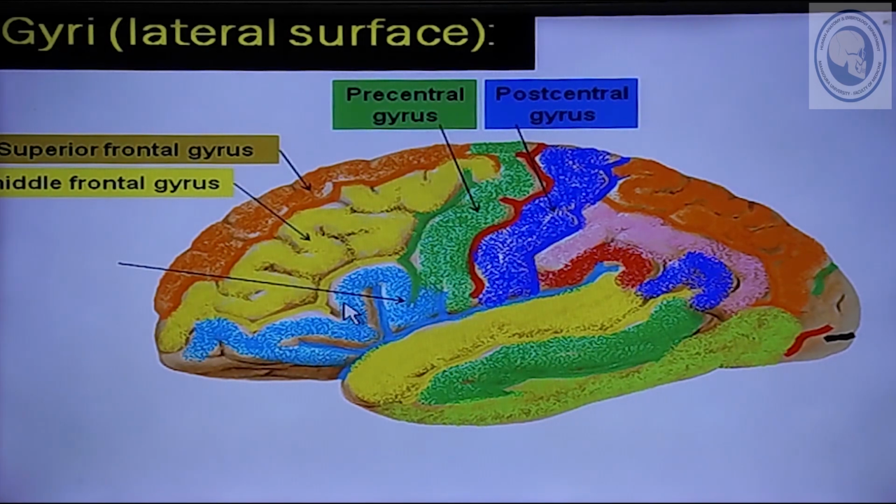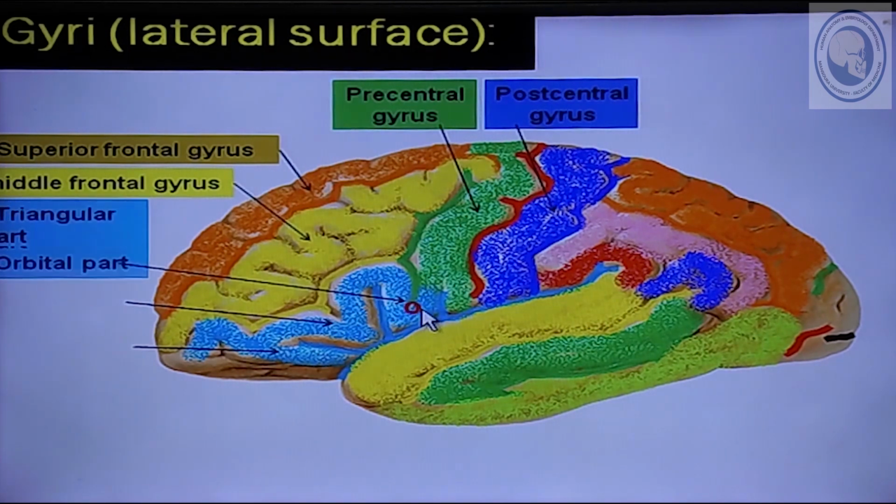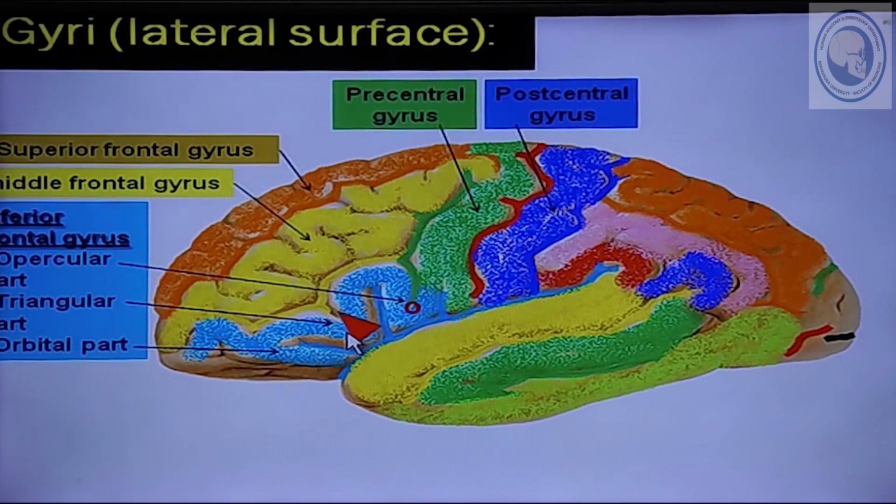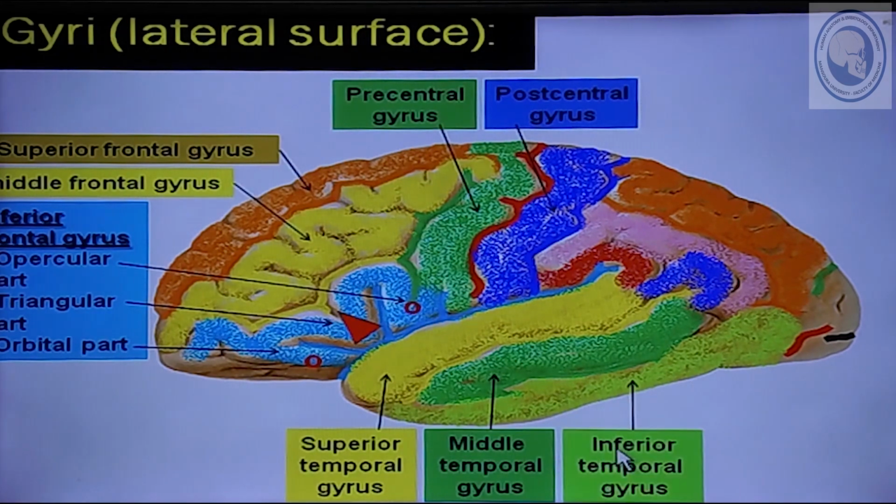But if you look at the inferior frontal gyrus, you will find it divided into three areas by the rami of the lateral sulcus. So the inferior frontal gyrus will show three areas. The first one, the first O, will be opercular gyrus. This will be the triangular gyrus, and this is another O for the orbital gyrus. What about the temporal lobe? It will show three temporal gyri: superior temporal, middle temporal, and the inferior temporal gyrus.